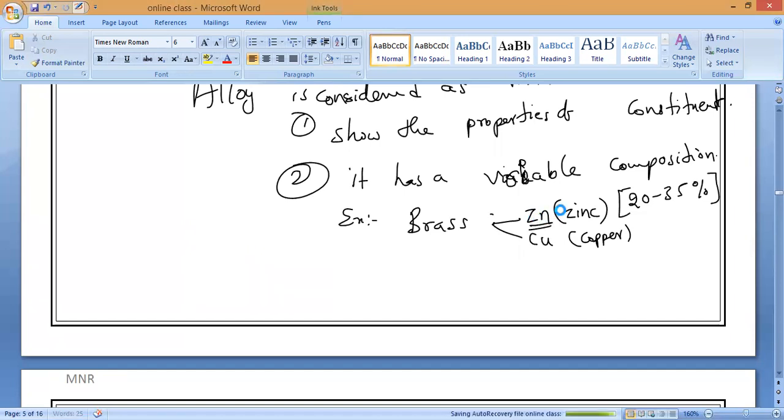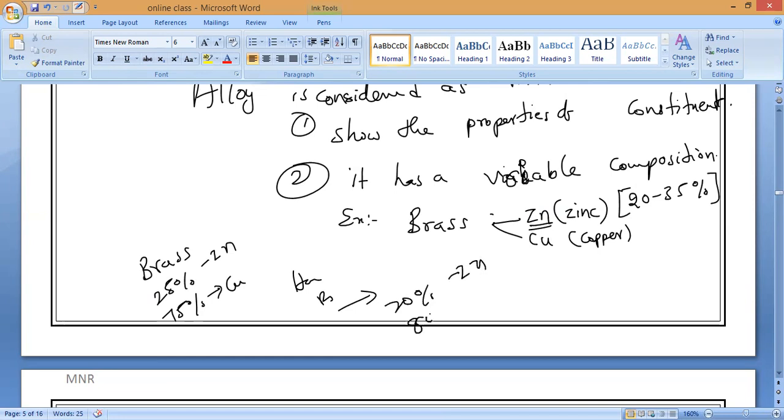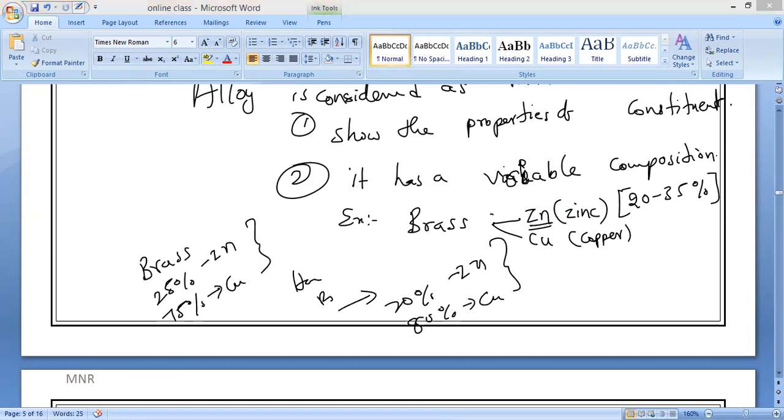Suppose Reddy is having brass with 25% zinc and the remaining 75% copper. Hari is having brass with 20% zinc and 80% copper. Is it the same composition or variable composition? Variable. So it shows the properties of the individual constituents as well as variable composition. That is why, in the case of alloys, even though they are homogeneous and not possible to separate by physical methods, still it is considered a mixture only.